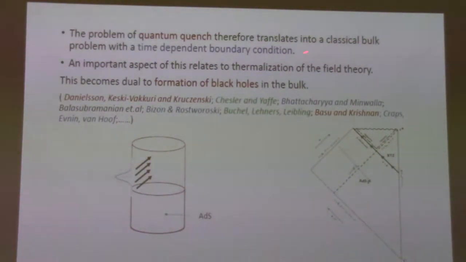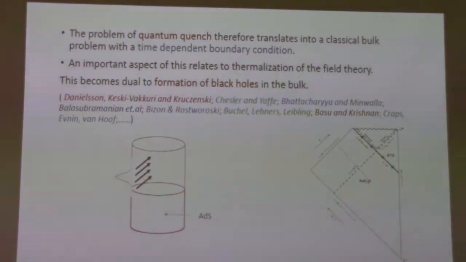An important aspect of this, I said, is thermalization of the field theory. What is the picture of this thermalization in the bulk language? AdS is like a tin can, and what you are doing is beating the ends of the can. That's a time-dependent boundary condition. You are driving the system by some external force. And what it would do is send some waves into the bulk, and this being a gravitational theory, you might expect, under generic situations, that the waves collapse and form a black hole.